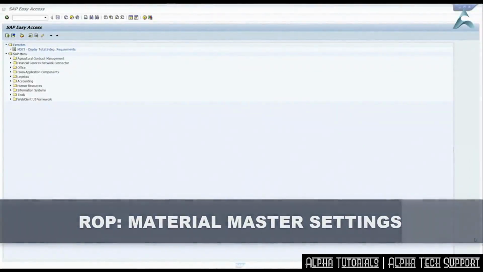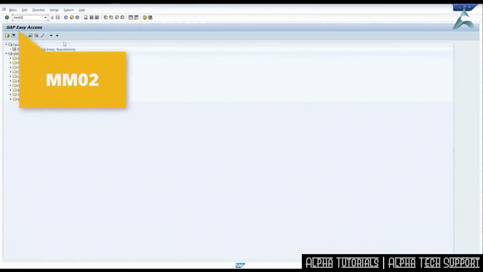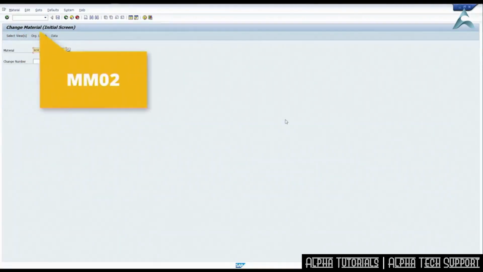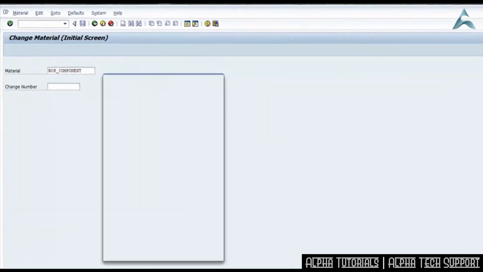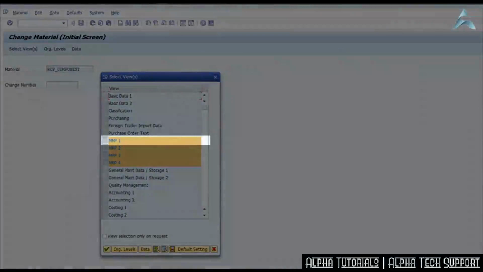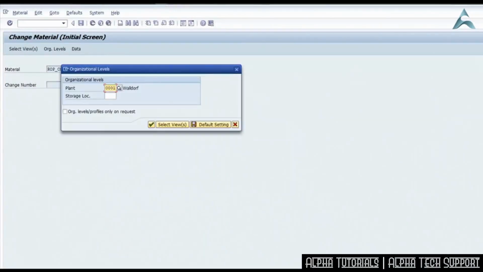The first part is looking at the material master settings. And we will do that through MM02. Enter the material number of the item to be planned as reorder point. And the settings we want at this point are on the MRP1 view of the material master. So if you have that active, that's all we're going to need at this point. And then, of course, specifying the plant in which it will be planned using the reorder point method.